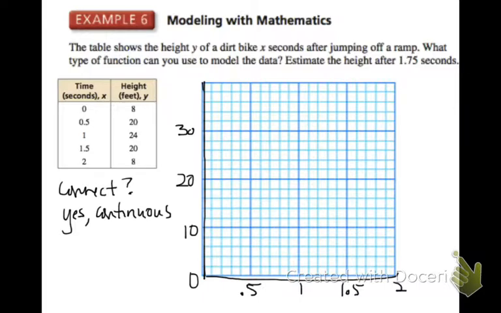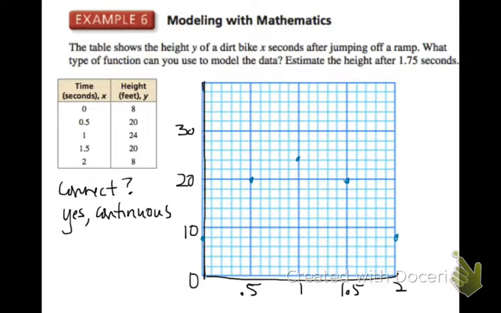So now when I plot this, my time at 0 seconds is about 8. I'm going to switch colors to blue. At a half a second, I'm at 20. At 1, I'm at 34. No, I'm at 24, sorry. That would be high. At 1.5, I'm at 20. And then at 2, I am back at 8.